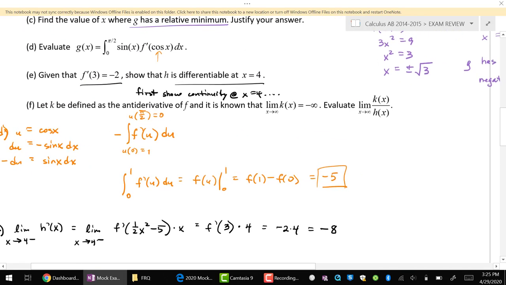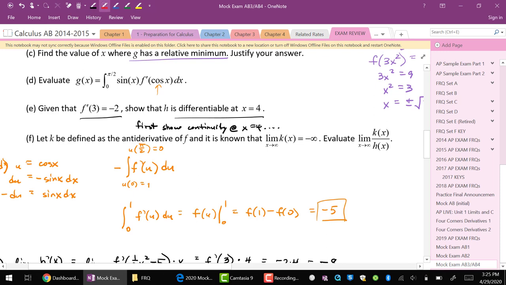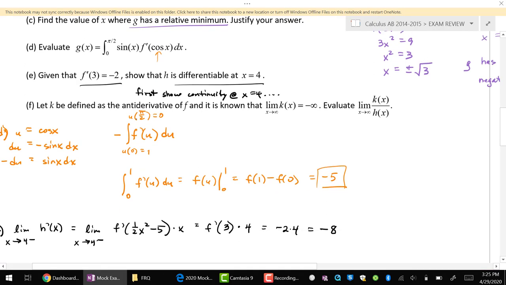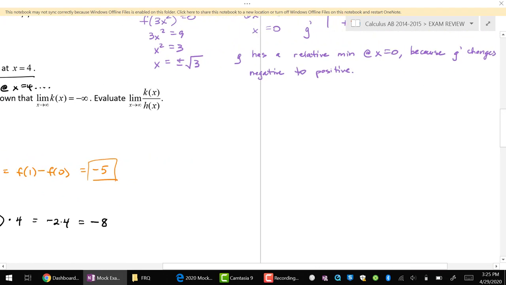One last part here. Letter F. Letter F says, let k be defined as the antiderivative of f. Right away, that means, I'll do part F over here, if k is an antiderivative, then if I integrate function f, I will end up with k plus c. And if I differentiate both sides, then that'll become simply f equal to k prime. And it's really that statement that we're going to be looking at here in a little bit.